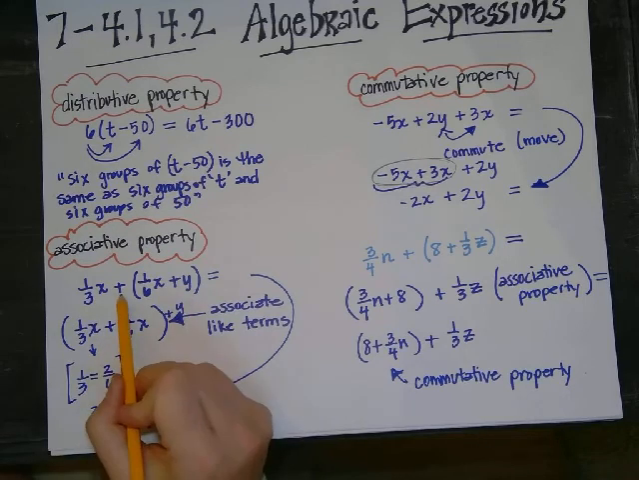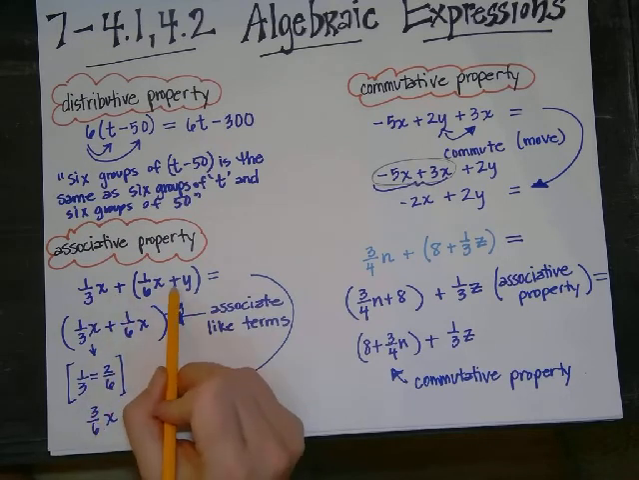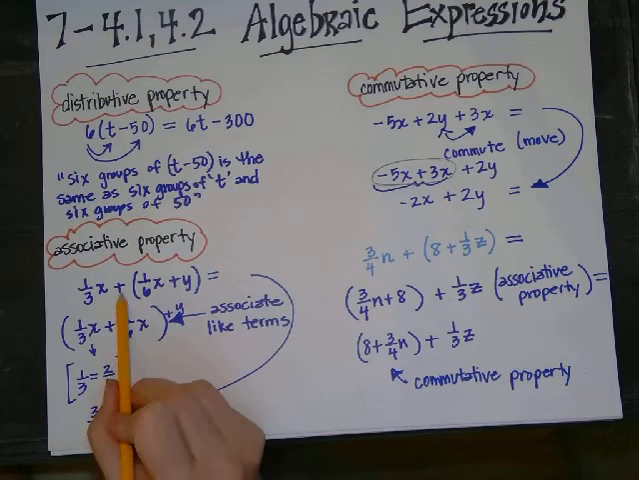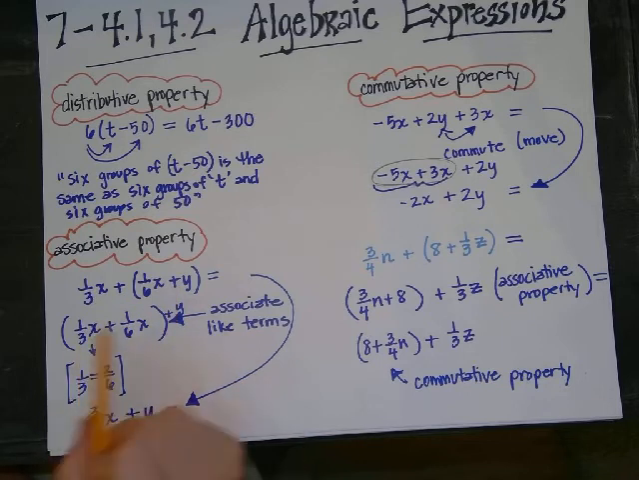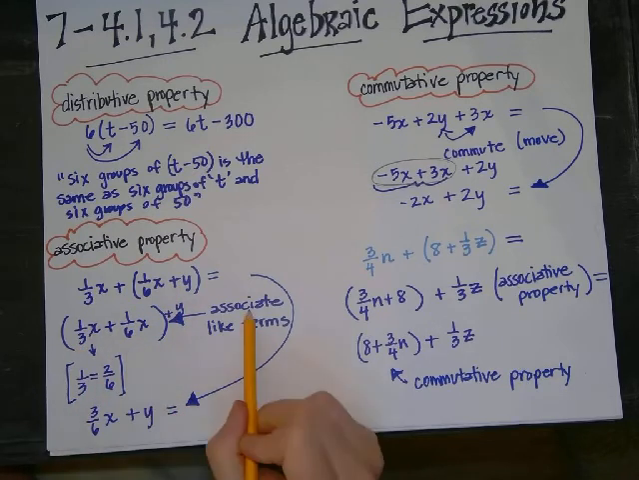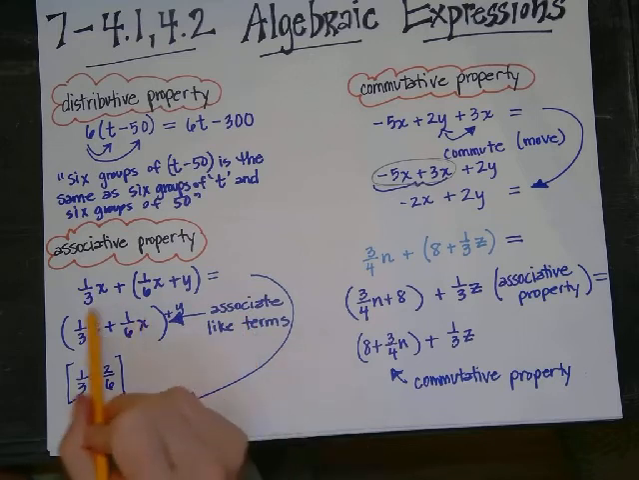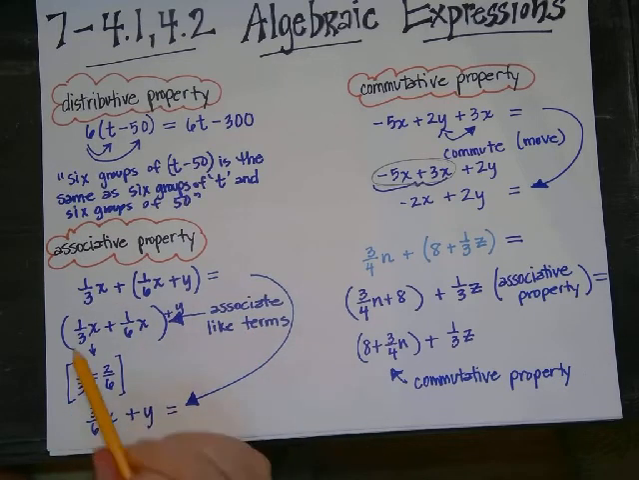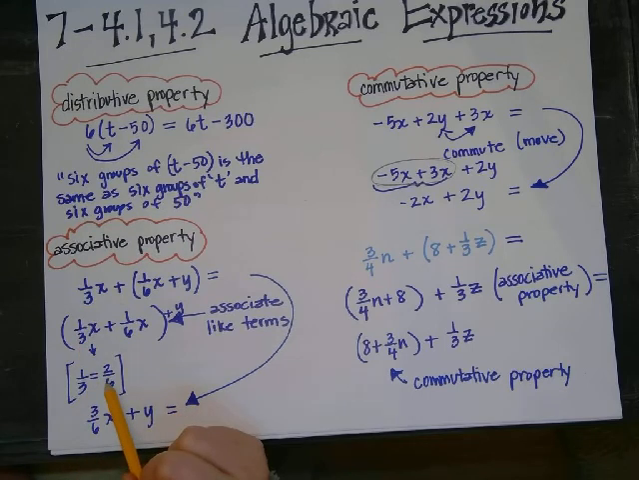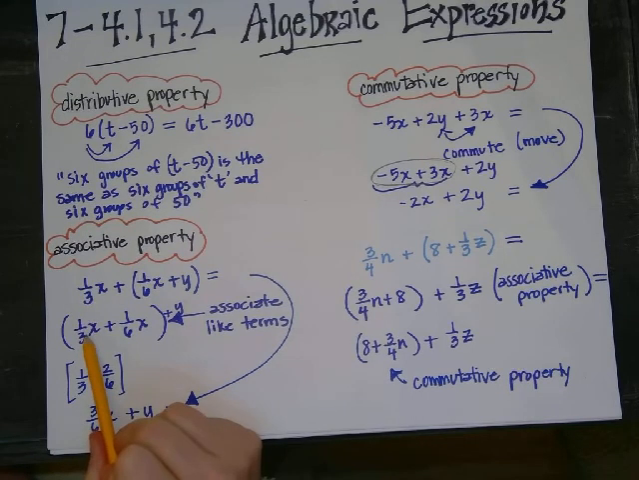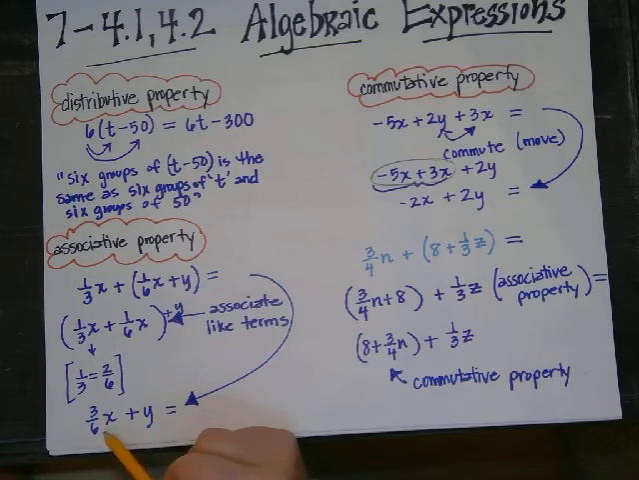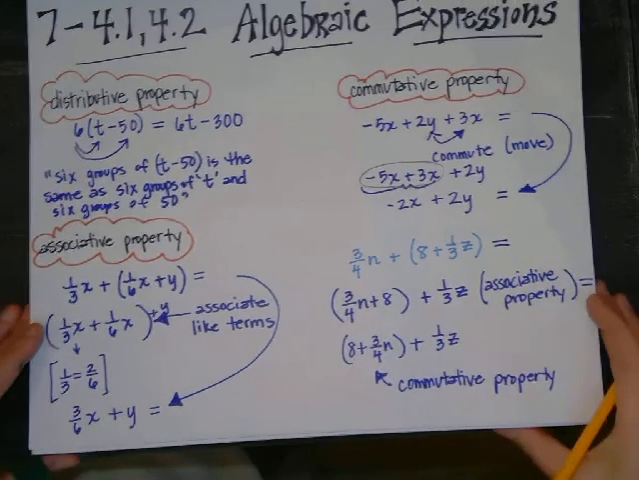So the associative property, because we're adding, this works again for addition and multiplication, tells us that we can associate our 1/3 x plus our 1/6 x together. So we're going to associate those like terms. That's going to allow us to combine them. Of course, to do that, we have to think of 1/3 as 2/6. So then we're adding 2/6 x plus 1/6 x to get 3/6 x plus our y.